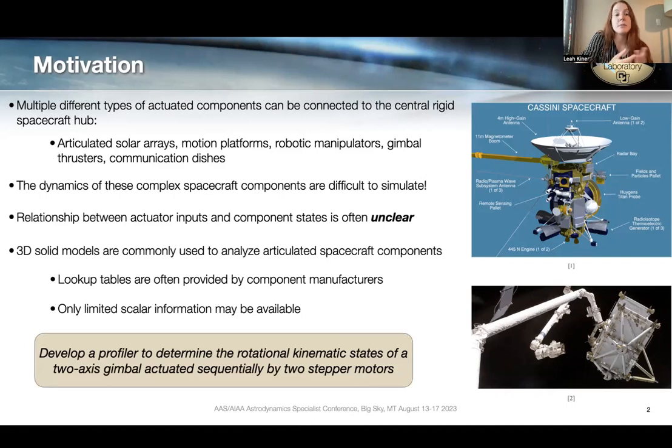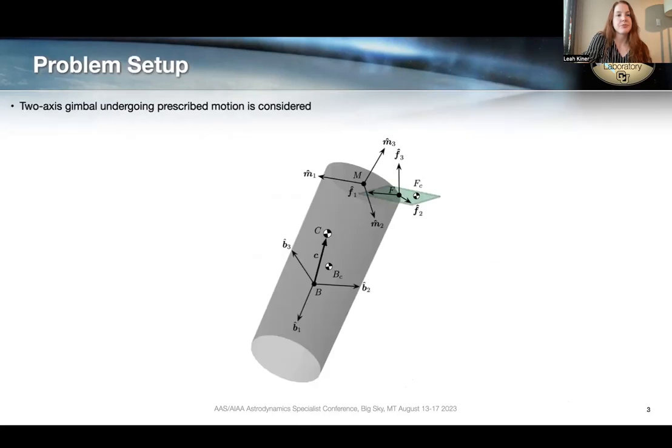So in light of these complexities in simulating actuated spacecraft components, the focus of this work is to develop a profiler to determine the rotational kinematic states of a two-axis gimbal that is actuated sequentially by two stepper motors. This statement is going to be unpacked in the following slides. The problem of interest in this work is a two-axis gimbal specifically that is undergoing prescribed motion. I'm also going to talk about what this means in the following slides.